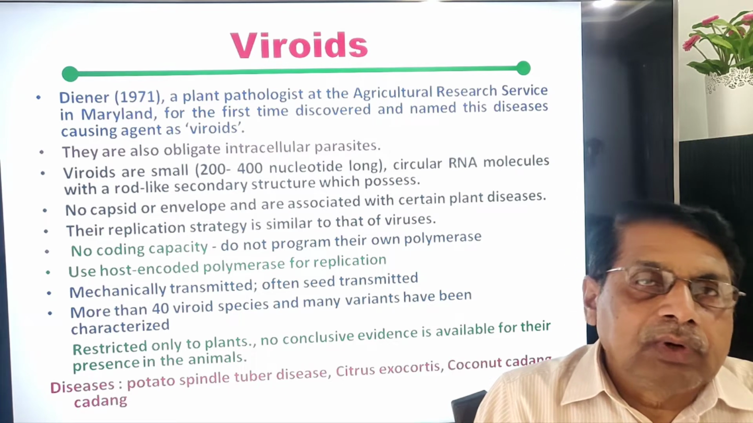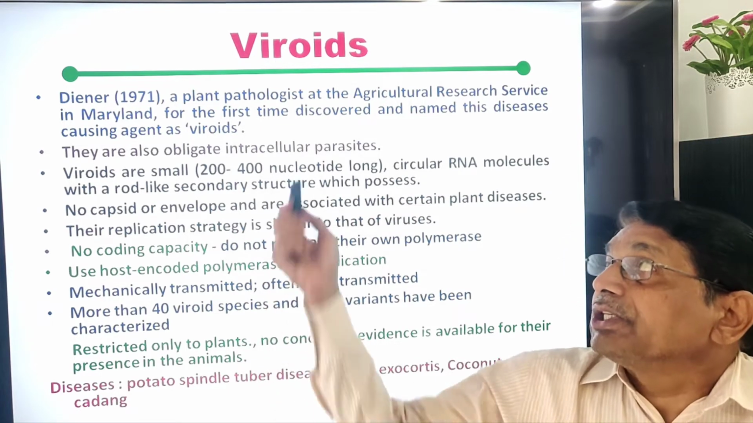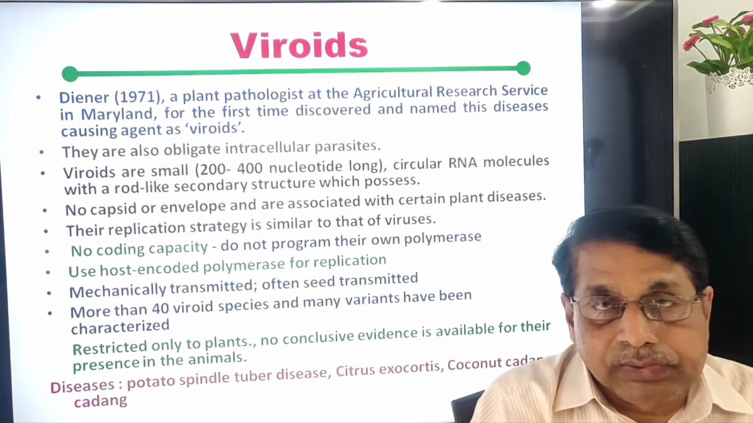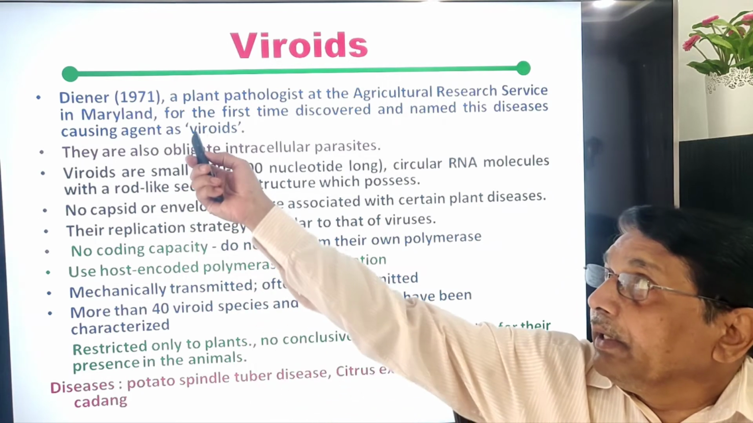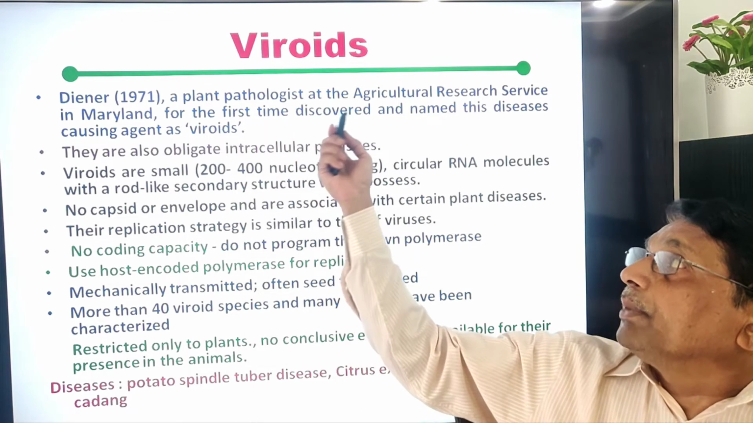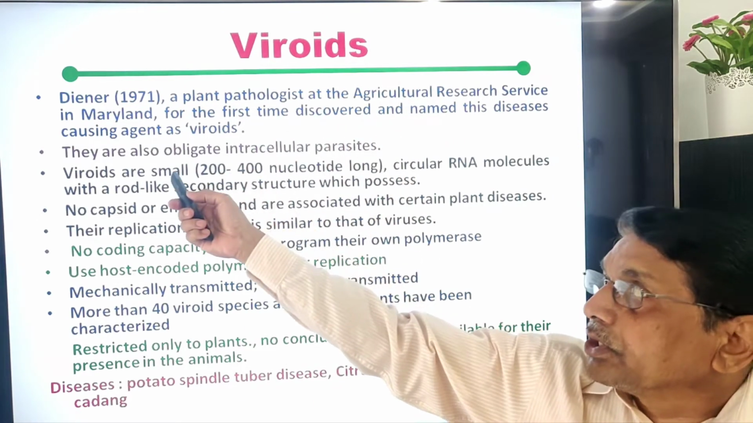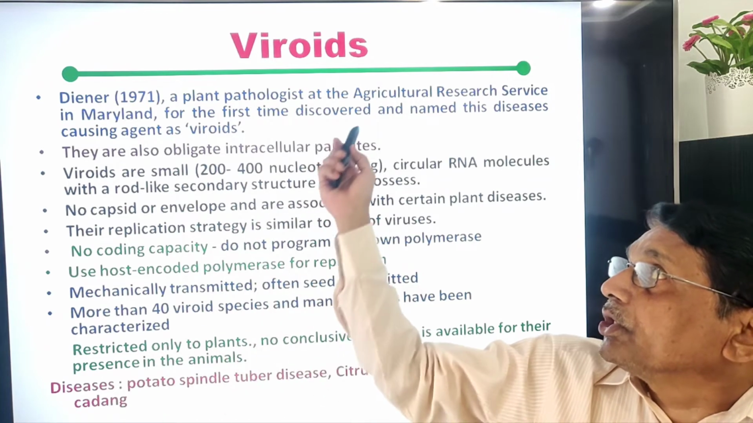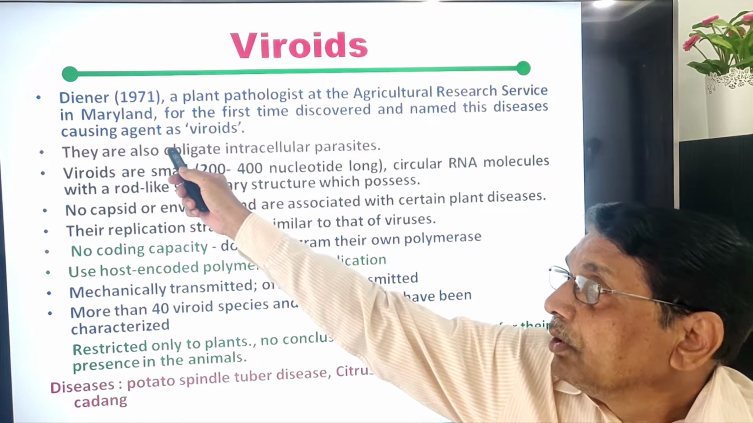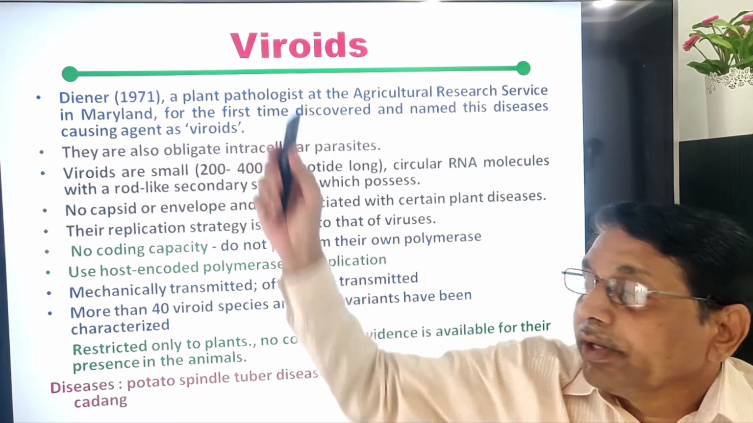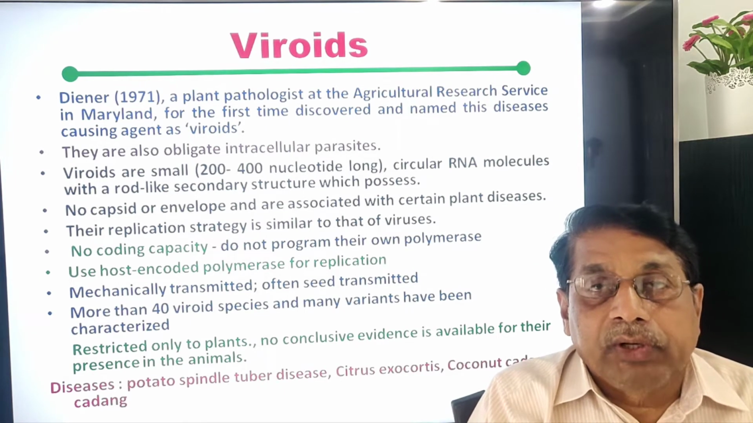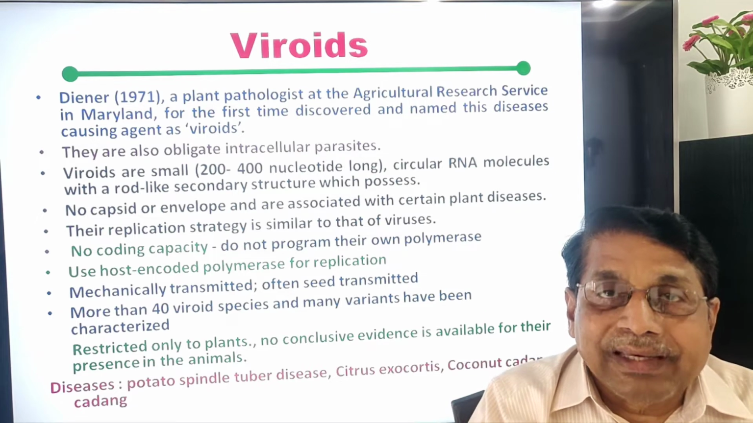Interestingly, for a long time, the diseases caused by viroids were thought to be caused by viruses, until 1971, when Diener, a plant pathologist at the Agricultural Research Station, Maryland, for the first time discovered the nature of this disease-causing agent, found that it was not a virus, and named them viroids.